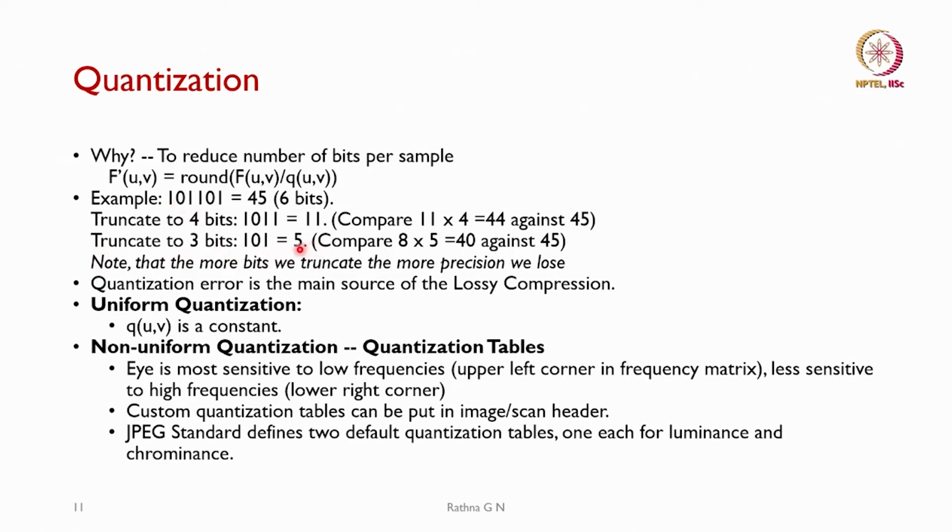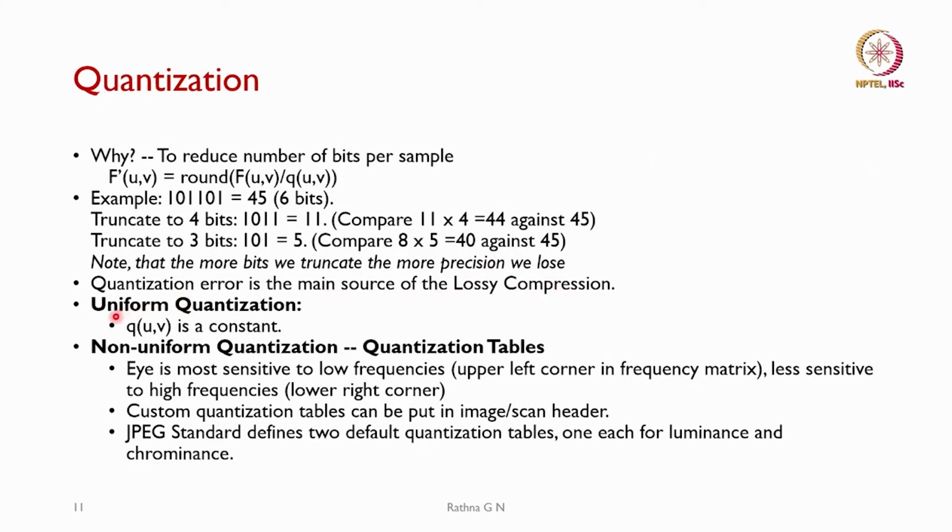In the same way, truncate to 3 bits, that is 101. The resulting value is 5. Then 8 into 5, which is 40, against 45. Whether we can take this loss into account is what we will look at, that is, how much quantization it can tolerate. The more bits we truncate, the more precision we lose. So, it depends on how much precision you want. The quantization error is the main source of our lossy compression.